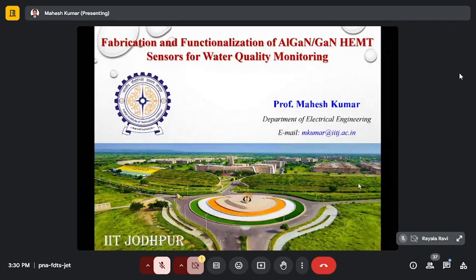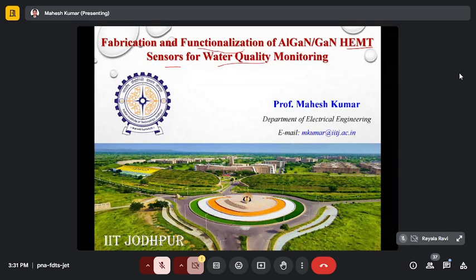Today I'm going to talk about high electron mobility transistors and how we can use these sensors for water quality monitoring. Here we have used 2D materials to functionalize the aluminum gallium nitride and gallium nitride high electron mobility transistor, and then finally we have made a sensor. Using this sensor, we can measure heavy metals in the water, which our existing water purifier systems currently cannot. In the display, we don't see what quantity of heavy metal ions or TDS is there.